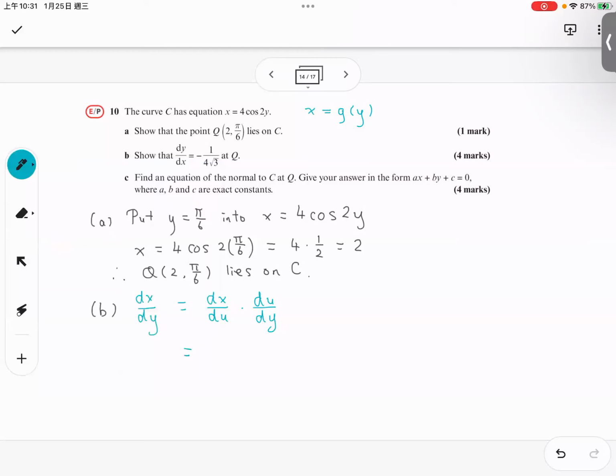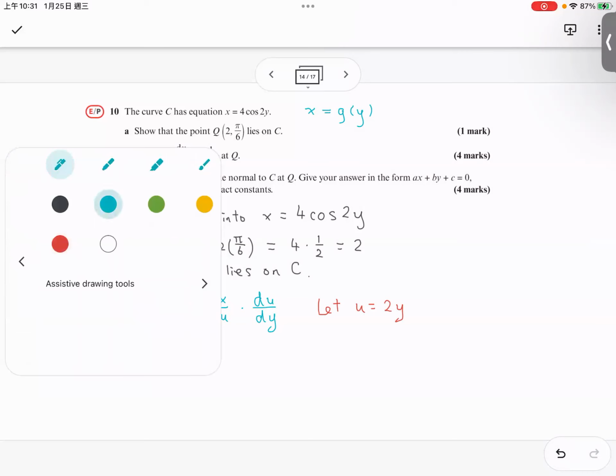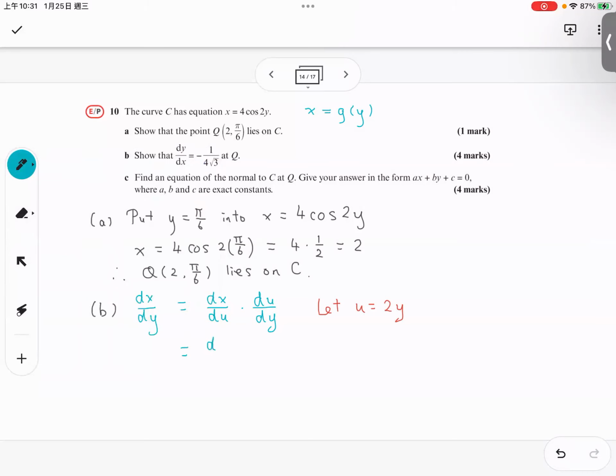This time we let u be 2y. And then we can have a formula: d of cosine u over du times d of 2y over dy.